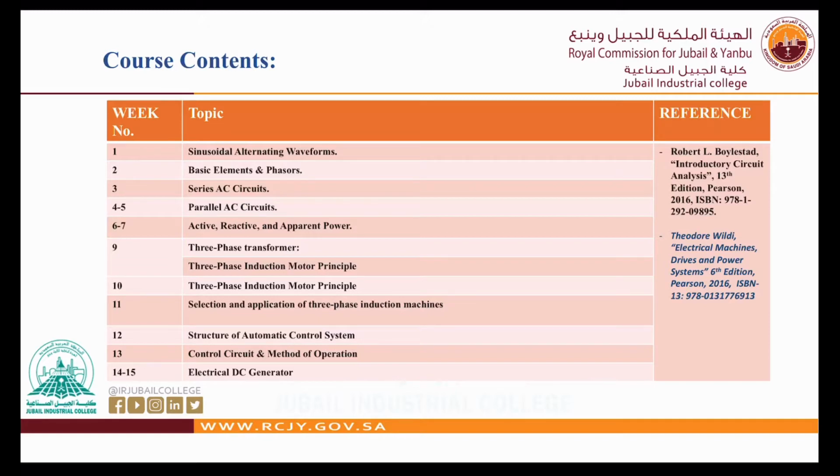Starting from week 9, inshallah, we are going to have 3-phase transformers and the 3-phase induction motor principle, and for week 11, we are going to learn selection and application of the 3-phase induction machine. Structure of automatic control systems will be on week 12. Controlled circuits and method of operation, week 13, and the last 2 weeks will be on the electrical DC generator.